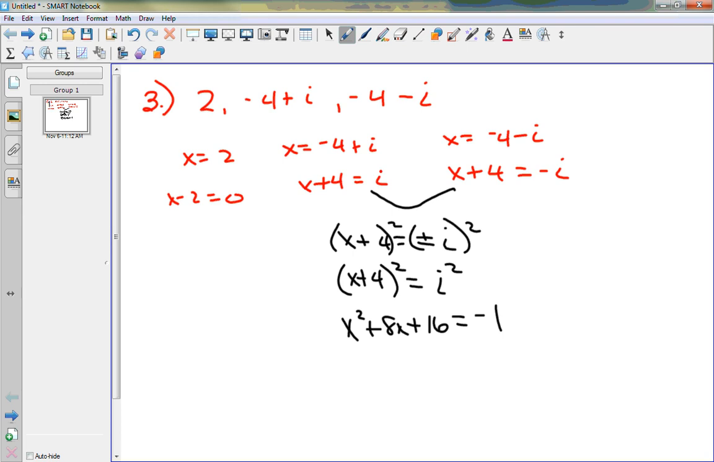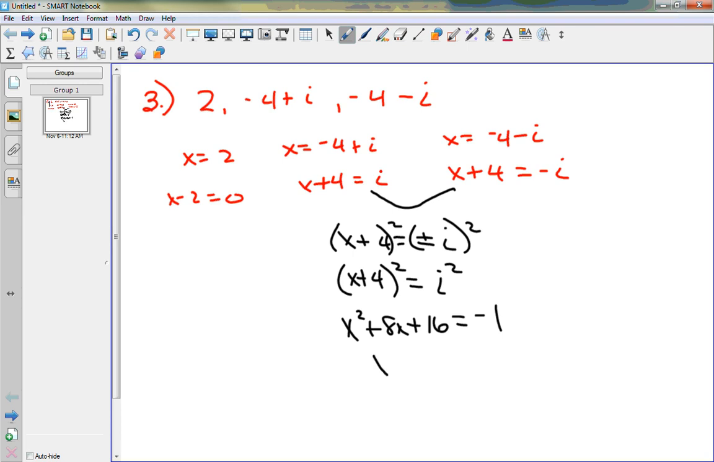Yeah, I did. I skipped the formula. x times x is x squared. x times 4 is 4x. Inner gives you 4x. Outer gives you 16. You combine together to give you 8x. You good? Yeah. Moving along.